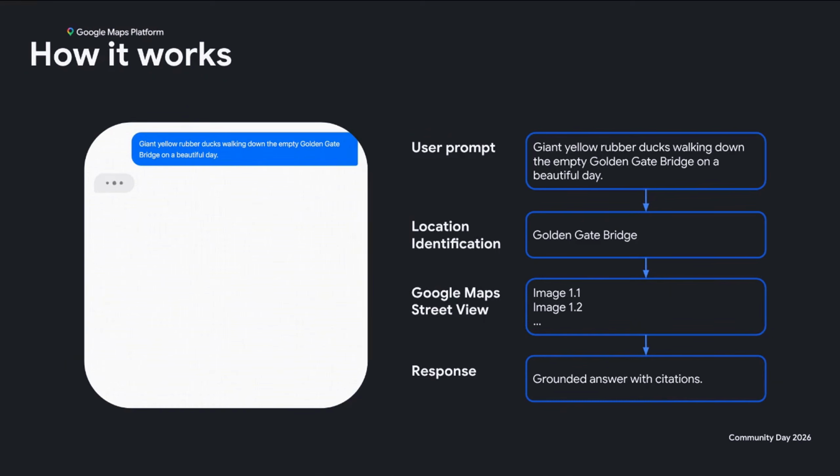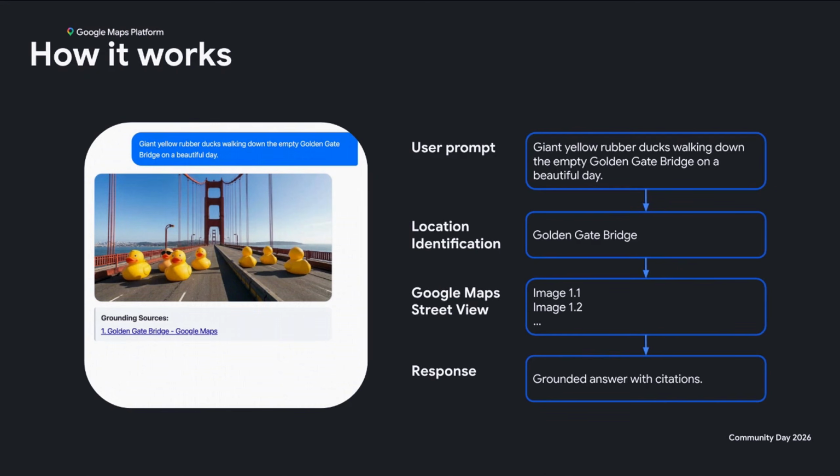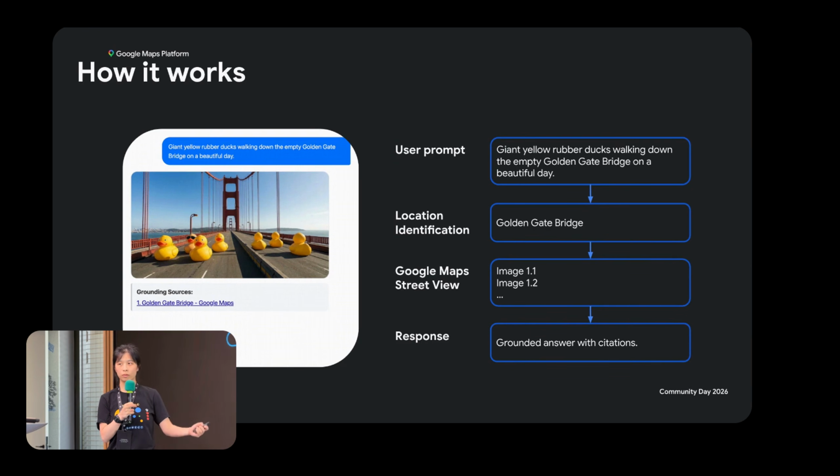So how it works is today you can give it a user prompt where you say, give me giant rubber ducks walking down the Golden Gate Bridge.